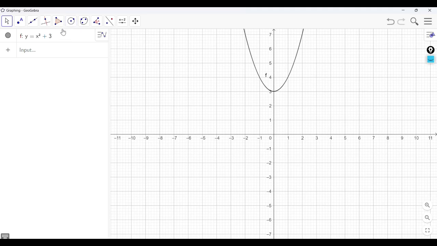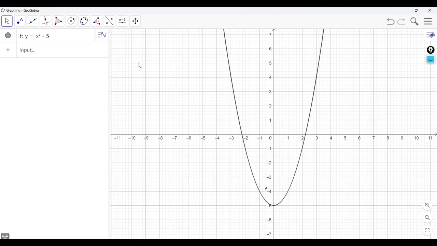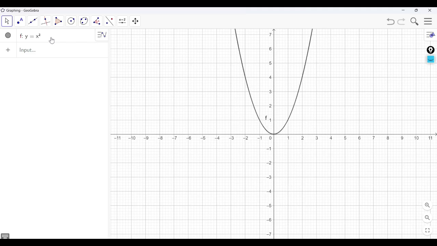You can also imagine that if you subtract a number, it will move the whole graph down as well. So subtracting 5 moves that vertex down. So you can see that this number here is really the y value of your vertex. Let's just do one thing at a time, so we'll set that vertical shift back to 0. That's really what we're doing, shifting it up and down.